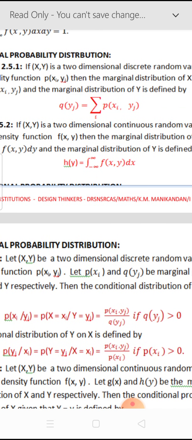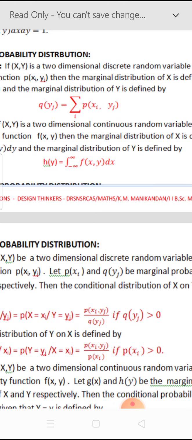And the marginal distribution of Y is defined by h(y) equal to the integral from minus infinity to plus infinity of f(x, y) dx. Here we are integrating the joint probability density function f(x, y) with respect to x, and we apply the lower limit minus infinity and upper limit plus infinity, and we obtain the marginal distribution of Y in terms of y, and it is defined as h(y).